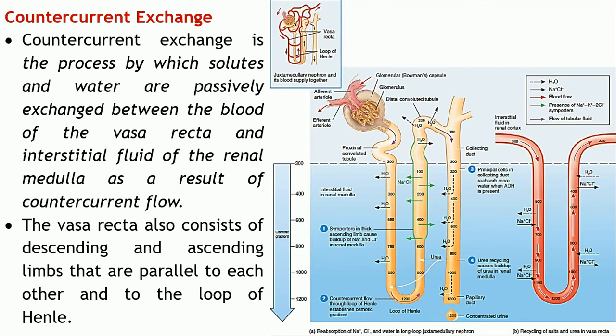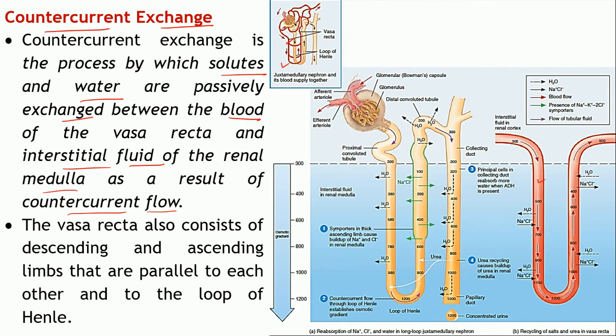Now there is one more process which is involved over here, that is countercurrent exchange. Now what is this countercurrent exchange? That is a process by which solute and water are passively exchanged between the blood which is present in the vasa recta, that is over here, and the interstitial fluid which is present in the renal medulla, because of the countercurrent flow which is present over here.